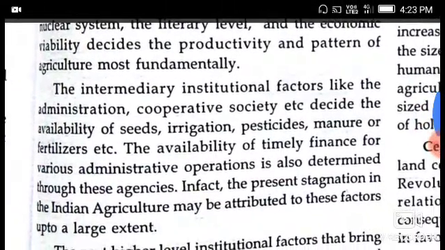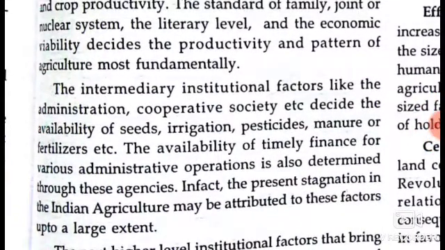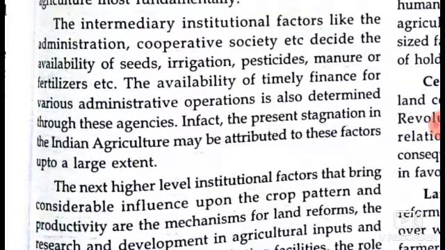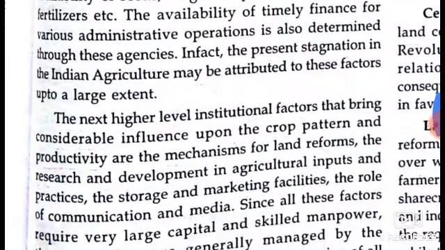The intermediary institutional factors like the administration, cooperative societies, etc. decide the availability of seeds and irrigation practices, manure and fertilizers, etc. The availability of timely finance for various agricultural operations is also determined through these agencies. In fact, the present stagnation in Indian agriculture may be attributed to these factors to a large extent.